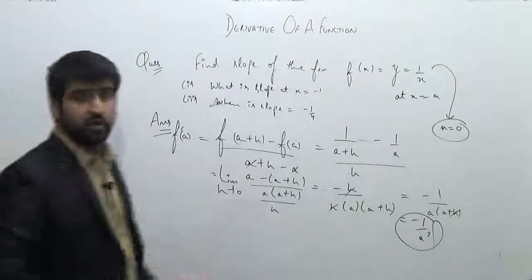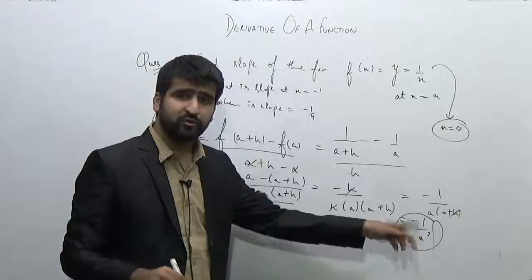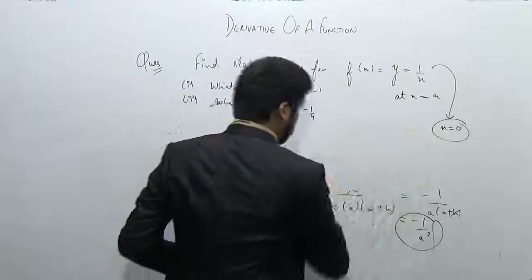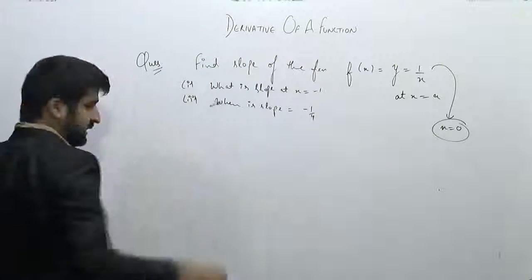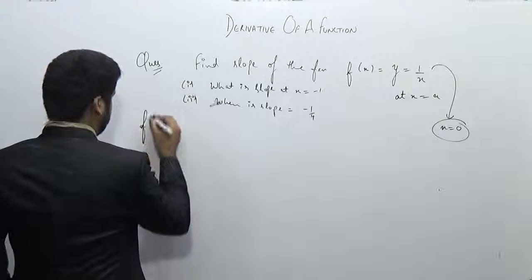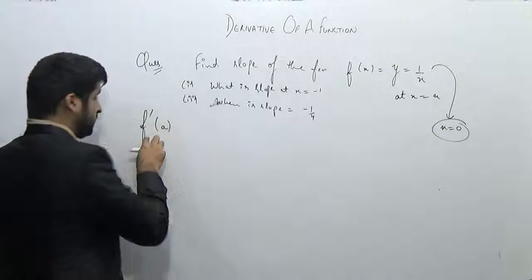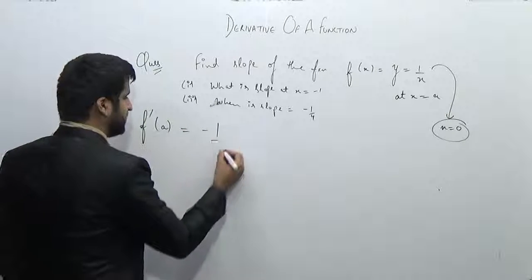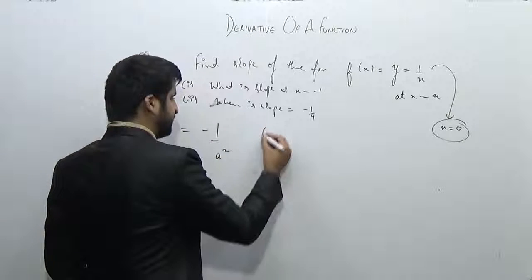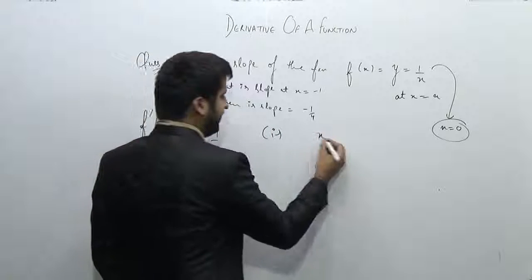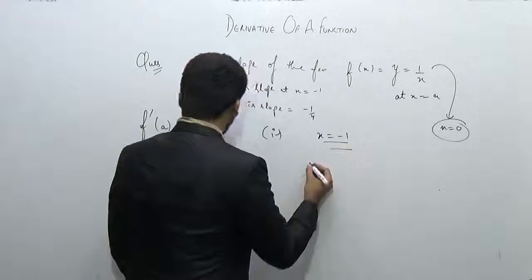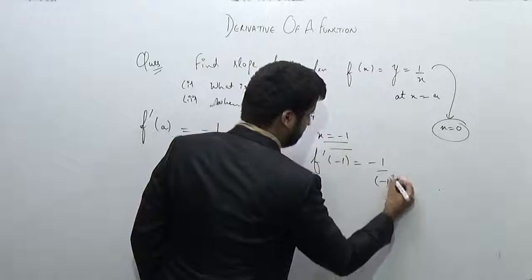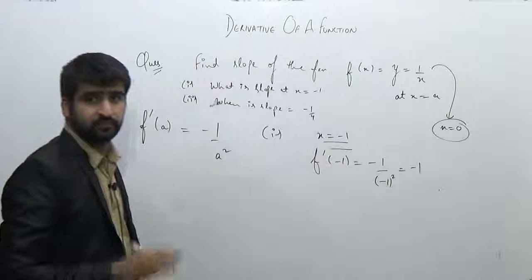So we can say that the generalized slope of this function at any value x is equal to a is -1 upon a square. So let's write it down: f dash a. Now this dash will signify the slope at x is equal to a. This is equal to -1 upon a square. So now let's try the next part. We have to find the slope at x is equal to -1. Therefore, f dash of -1 will be equal to -1 upon (-1) square. This comes out to be -1 only.